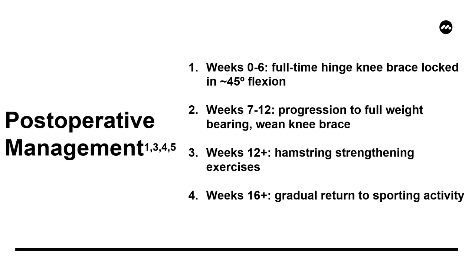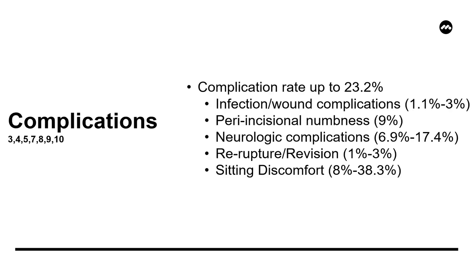Postoperatively, patients are placed in a hinged knee brace at 45 degrees flexion for 6 weeks. Weight bearing is progressed and the brace is weaned for the following 6 weeks. After 3 months, gentle strengthening begins and return to sporting activities is allowed at no sooner than 4 months.